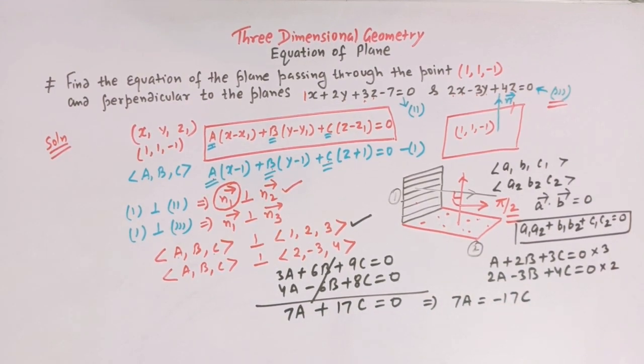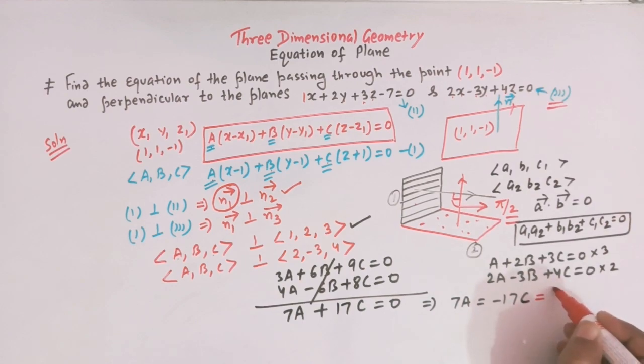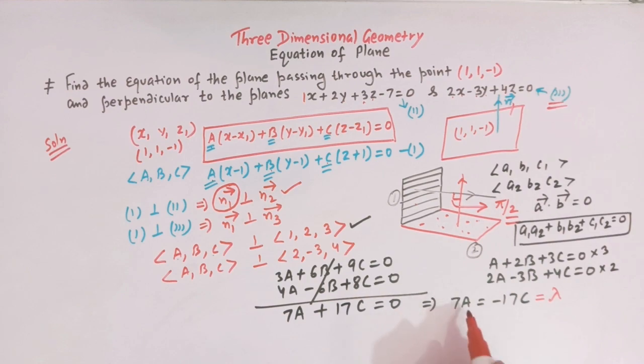So once we get an equation in two variables, we introduce a parameter lambda here, where lambda is some scalar. So now we can write the values of a and c in terms of lambda, right?